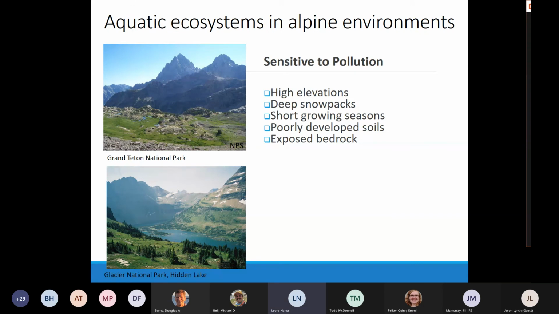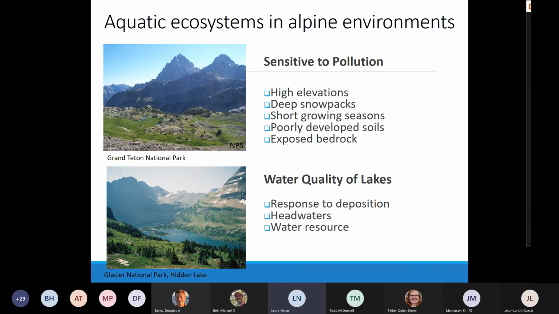Alpine and subalpine watersheds are particularly sensitive to atmospheric pollutants because of their high elevations, deep snowpacks, where pollutants are stored for 6 to 8 months seasonally, and 80% of pollutants may be released in the first 20% of snowmelt, impacting local streams and lakes. Also due to short growing seasons, poorly developed soils, and exposed bedrock.